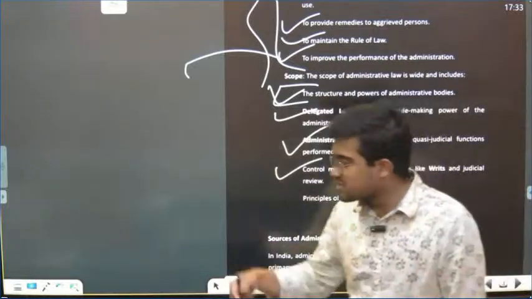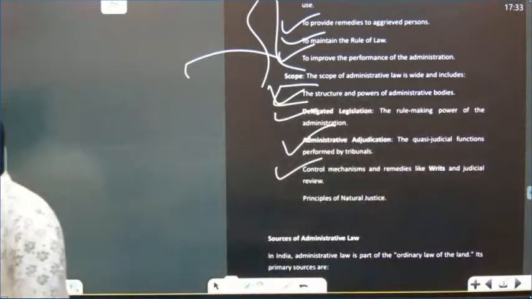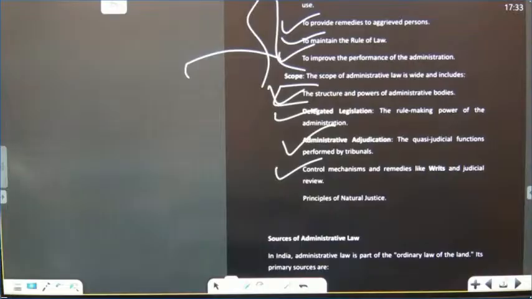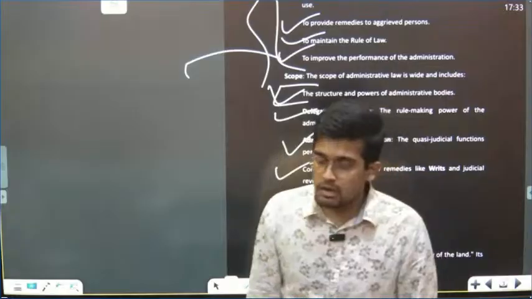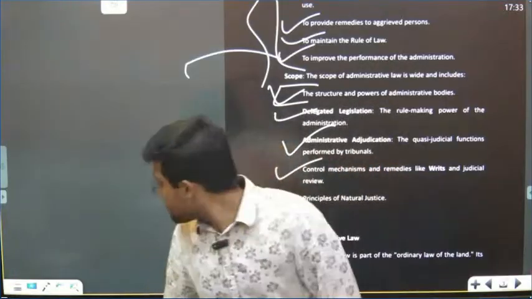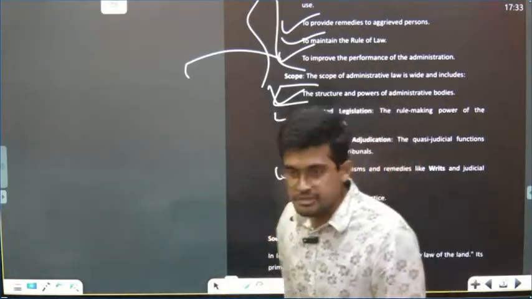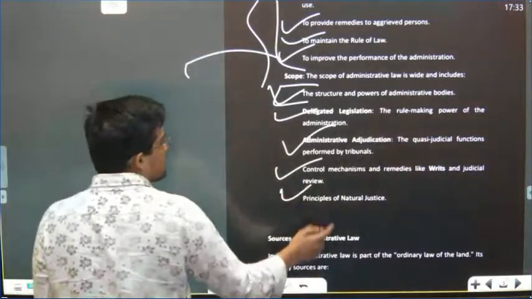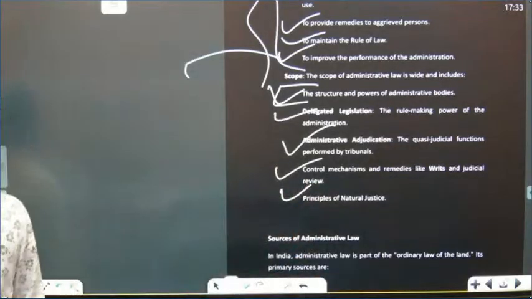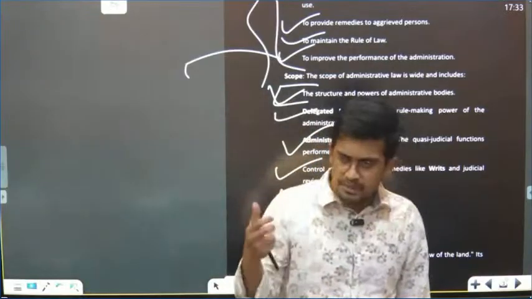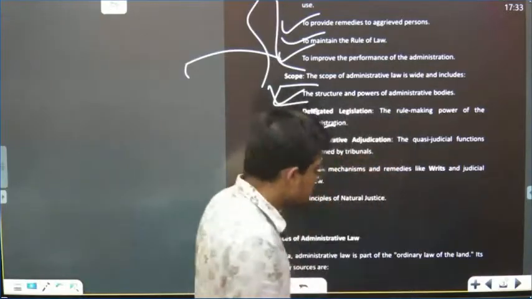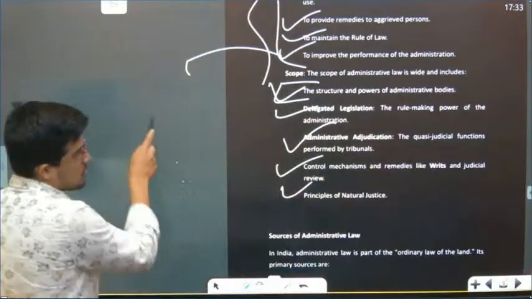Whenever courts step in and see whether the administration is working well or not, they instruct the administration to do something. It's called what? It's a part of administrative law. Okay? Then principles of natural justice. Whatever the administration is doing, it should follow the principles of natural justice. The principles we'll discuss today only, the issues in the principles. Now, sources.